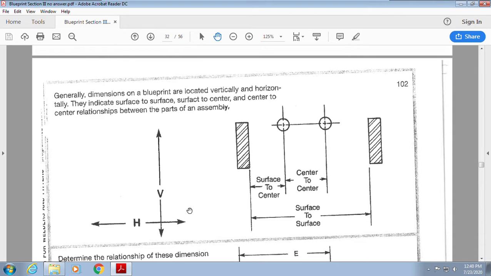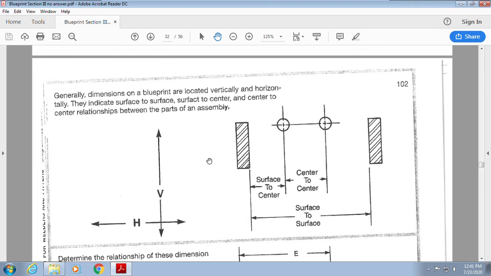All right, guys, we're back, and as promised, we're working on page 102, Blueprint Reading Section 3. This is where things start to get hairy, let me tell you. Okay, so we need to be able to develop a relationship on how do I locate a certain part? What am I going to use as a starting point? If somebody hands me a big old pile of parts, how do I know that I'm putting these in the right place? What am I referencing from?